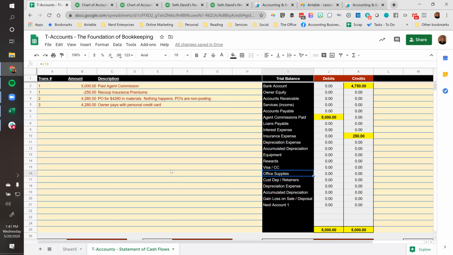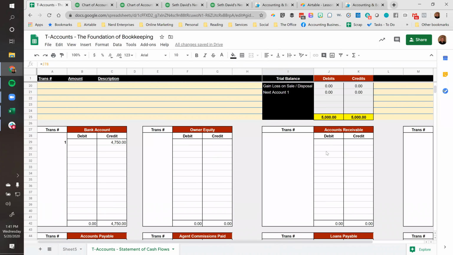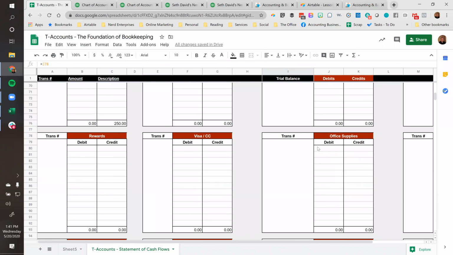Yeah. So there it is. So transaction 3, we know we have a debit to office supplies for, how much was it again? 4,280. The question is, what's the credit?